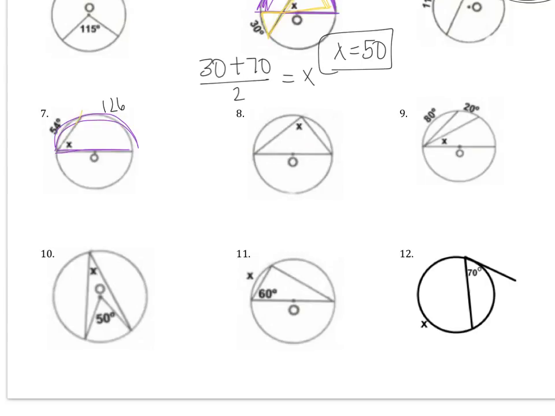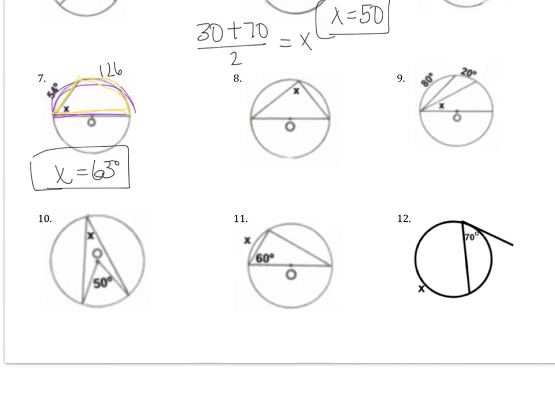So now if I highlight my piece of pie, you have to ask yourself, angle x, is that an interior, exterior, inscribed, or central angle? Well, it's an inscribed angle because it's on my circle, so that's half of my arc. So that means x is 63 degrees. I would do something very similar for number 9. Let's go ahead and look at number 11.